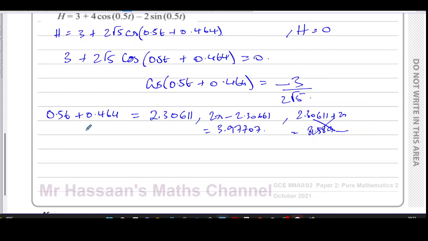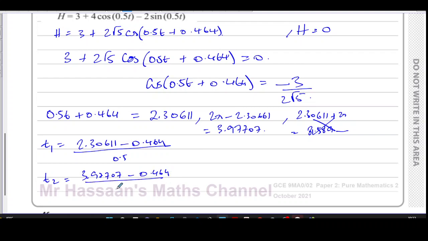So if I can find what these 2 times are, so I can say that time 1 is going to be using this. So this is going to be 2.30611 minus 0.464 divided by 0.5, and time 2 is going to be 3.97707 minus 0.464 divided by 0.5. And then the difference between those times is what I'm going to be looking for.